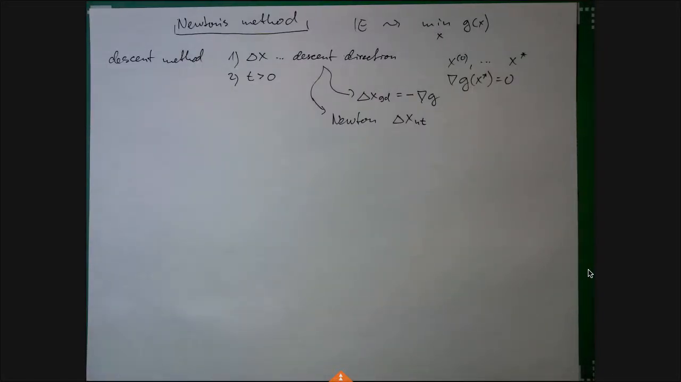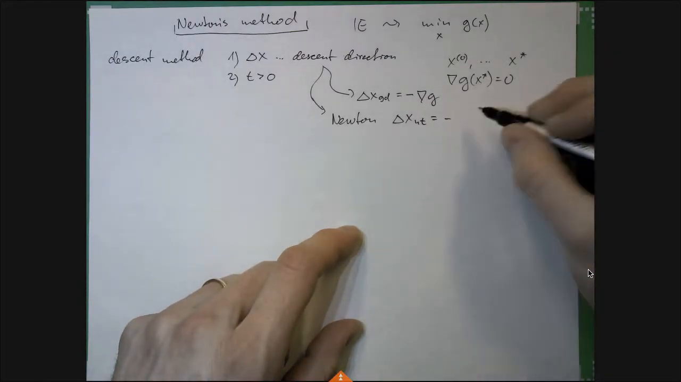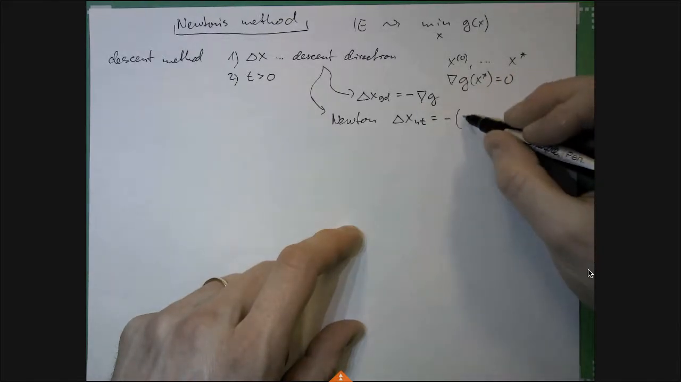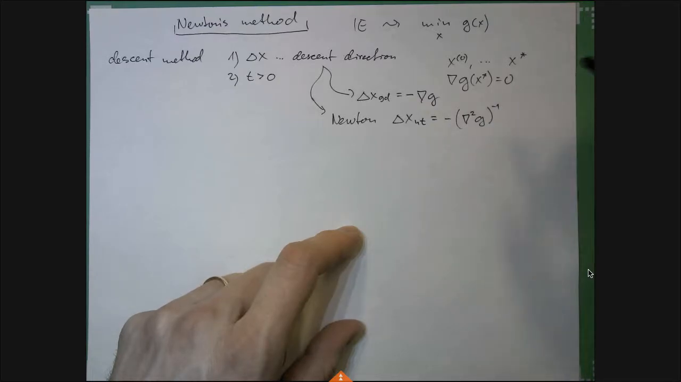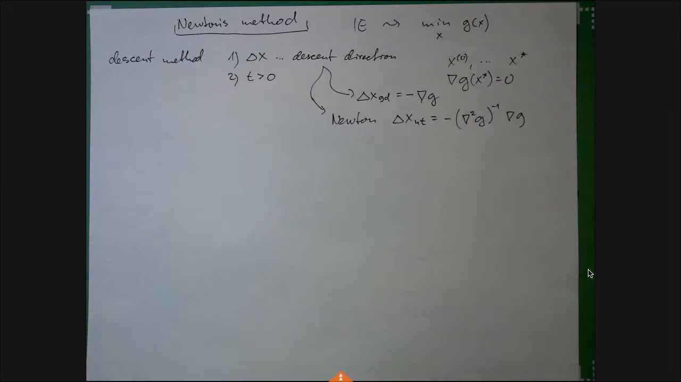So in Newton's method, what was that? Do you remember? It was similar to this, except that we changed something here. So we put the inverse Hessian there. And I think that's where we ended the last time. I was explaining where the inverse Hessian came from.